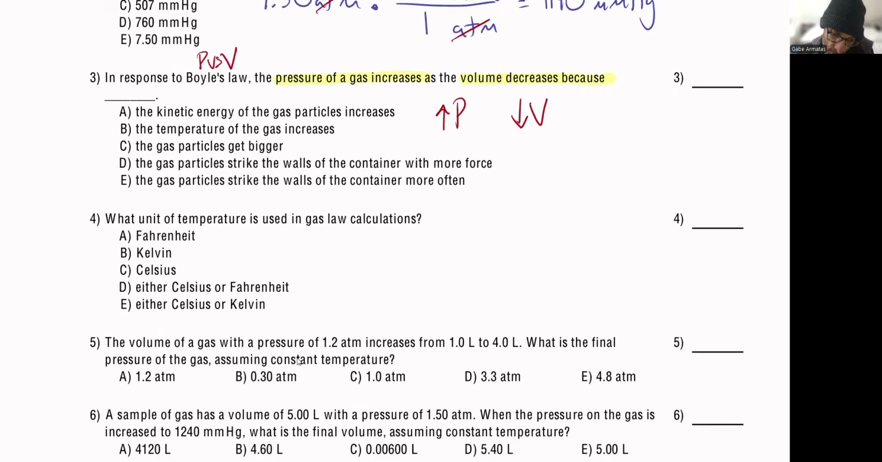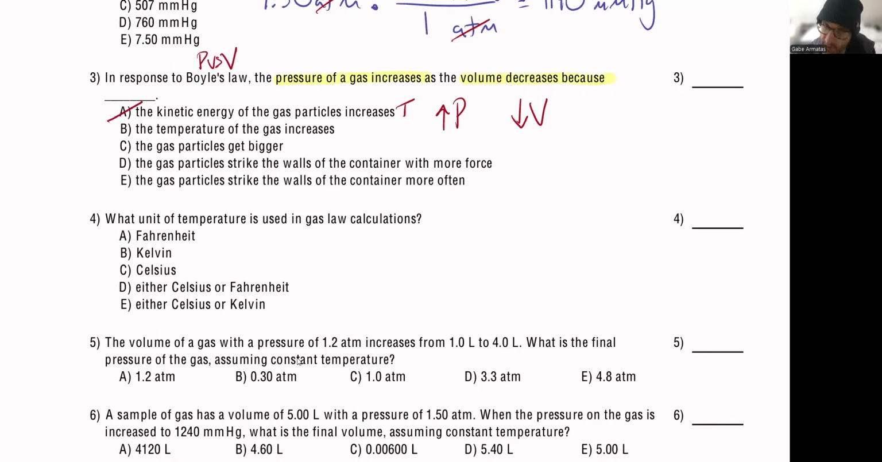In response to Boyle's law, the pressure of a gas increases as the volume decreases because, okay, the kinetic energy of the particles increases. Kinetic energy is based on temperature. That's not true. The kinetic energy of those particles are moving. They're all moving at the same pace. Doesn't matter that I've compressed them, I've made them in a smaller volume. They're still moving at the same speed.